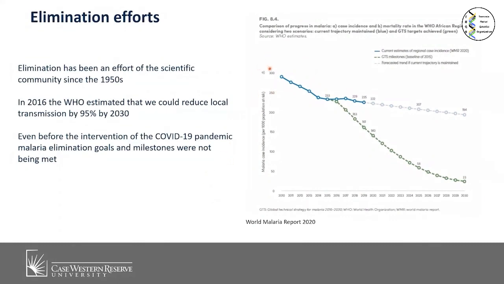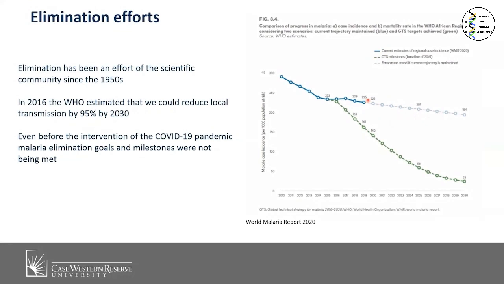This is from the most recent 2020 report. If we were actually hitting those milestones and on track to reach our goal by 2030, we would be following this green trend line right here. But as the data shows, elimination isn't occurring as quickly as we thought it should. We're actually following the slower slope of the blue line and projected to continue to follow that.